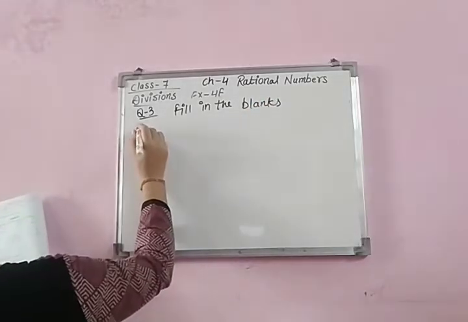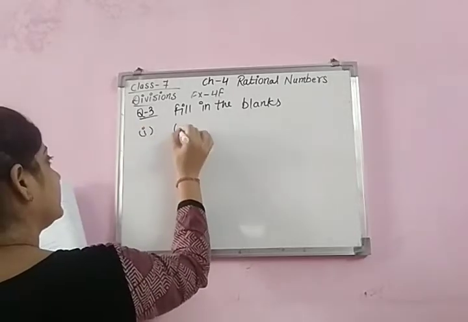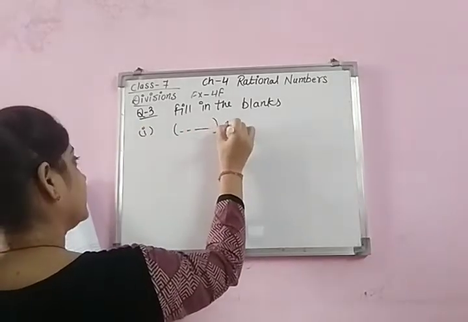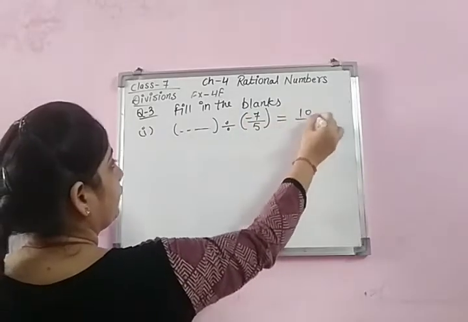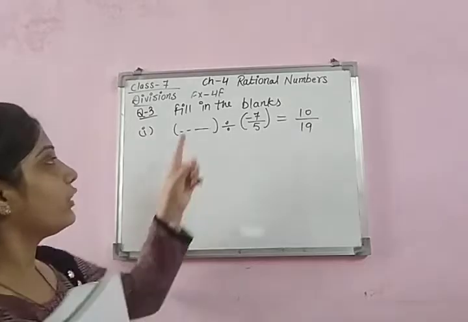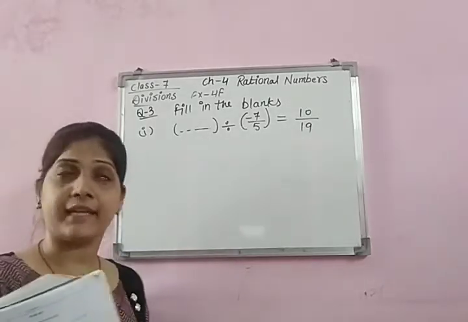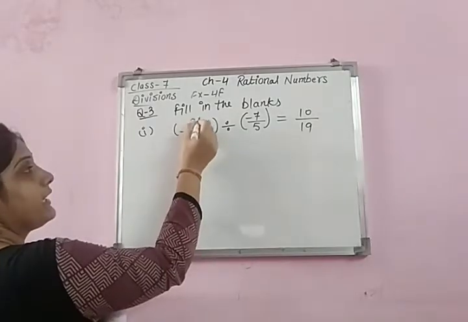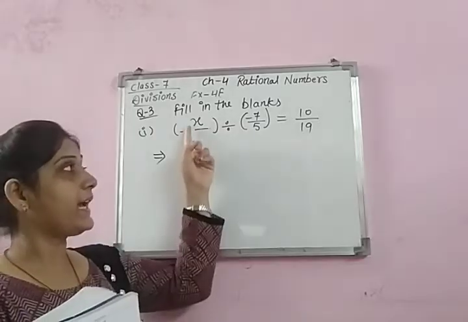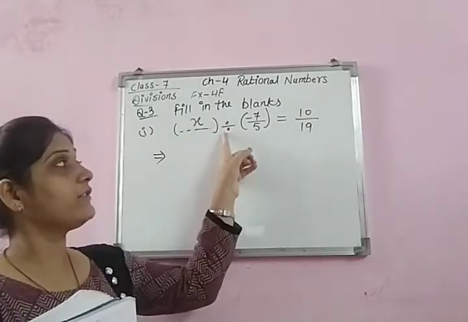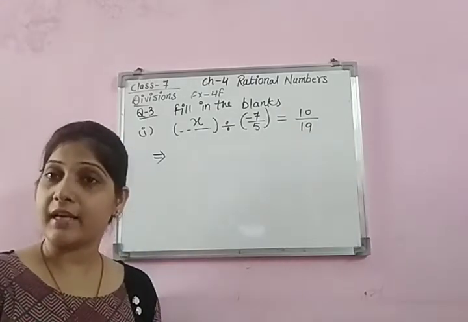I will share 2 types of questions with you. First part, the question is in this way. Now I want to find what will come at the blank space. So I can consider it as x. So let it be x. Now when I want to find the value of x, x remains here and this division, when we change the position, will become multiplication, the transposition method.